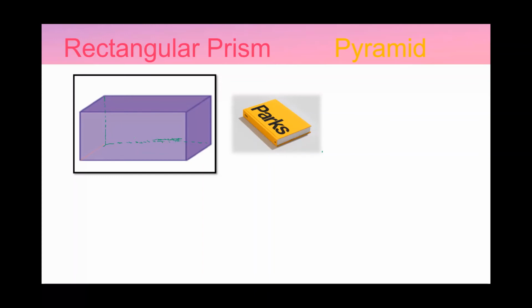So now, in a rectangular prism, how many vertices do we have? Let's count. 1, 2, 3, 4, 5, 6, 7, 8. 8 vertices. How many flat surfaces? Let's count. 1, top and bottom 2, 3, 4, the sides, the front 5, and 6, the back. So 6 flat surfaces.